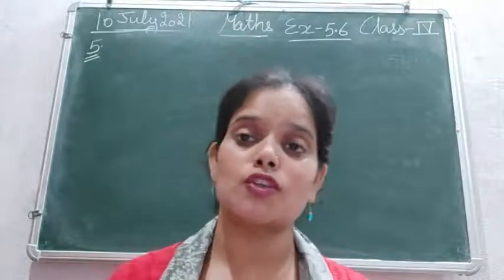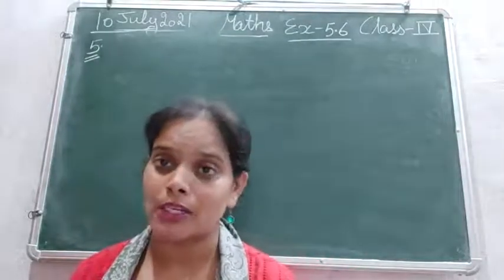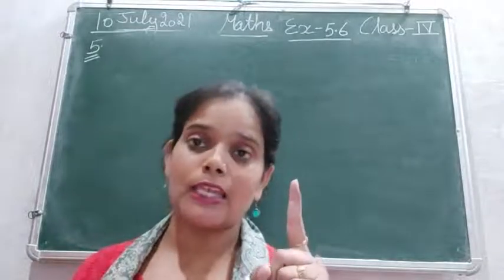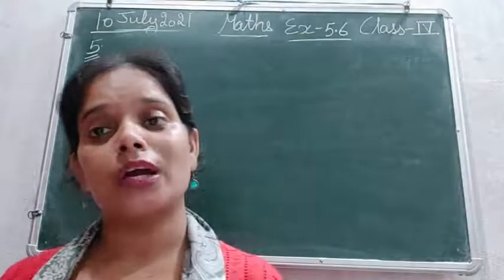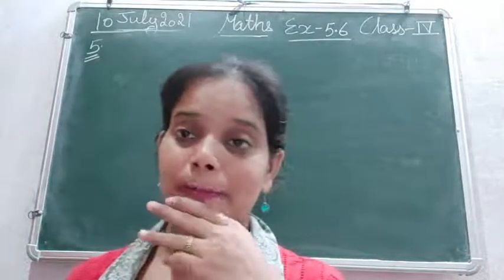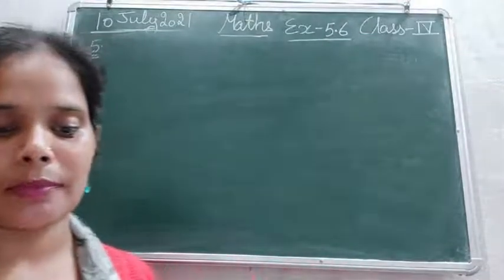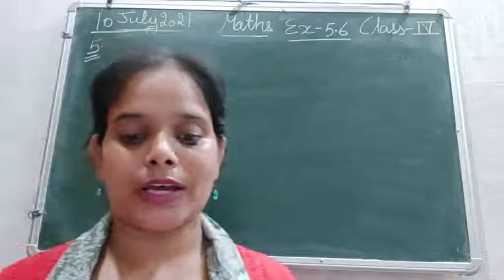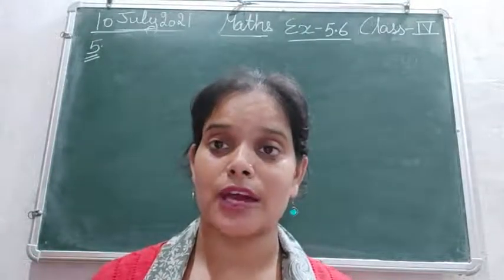Okay, तो देखिए the cost of one book is given, cost of 485 books that we need to calculate. एक की दी हुई है cost, ज़्यादा की निकालनी है. So what we will do? We are going to do the multiplication. So let's begin with sum number 5. The price of a book is rupees 48. Find the price of such 485 books.